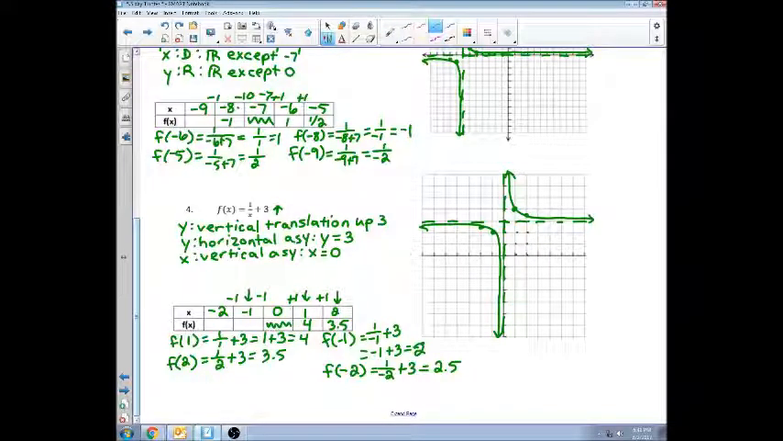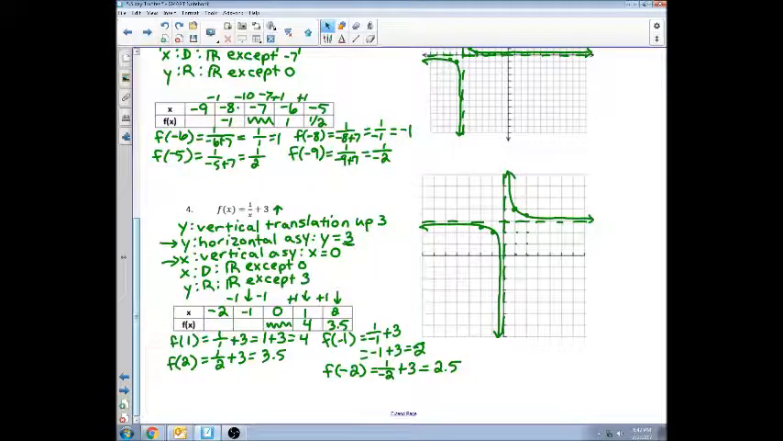Notice that I've had the graphs in the opposite sectors every single time. Now I need my domain and range, so my domain works with my x values. This x value tells me I need to be at 0, so it's all real except 0. My range works with my y values. This y tells me that it should be at positive 3, so it's all real except 3. So that is the end of our video.